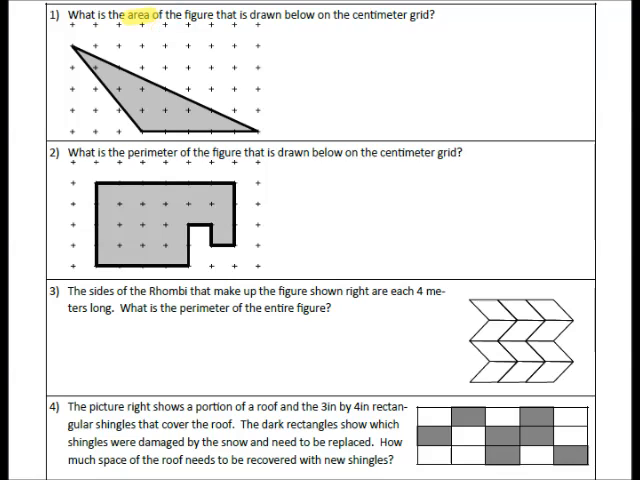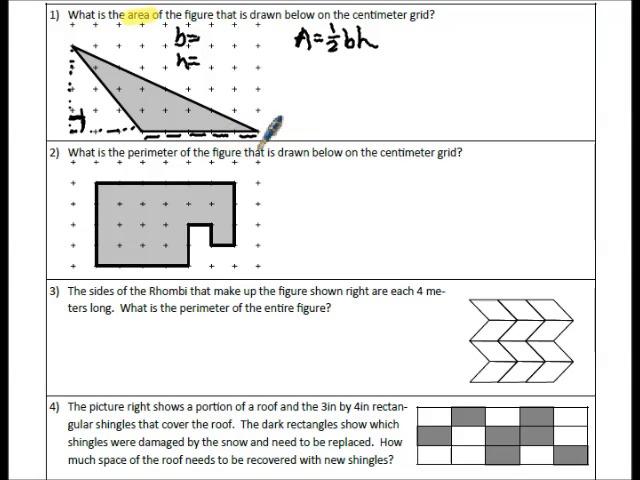What is the area of the figure that's drawn below on the centimeter grid? So to set this up, we want to find the area of a triangle, so we're going to write the formula for the area of a triangle that you could see on different pages. I need to find out what the base and the height are in order to use that formula. So I need to find the height of the triangle, which is going to be where the right angle is, and that triangle from the bottom all the way to the top is going to be the height.